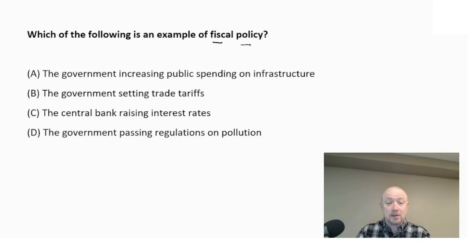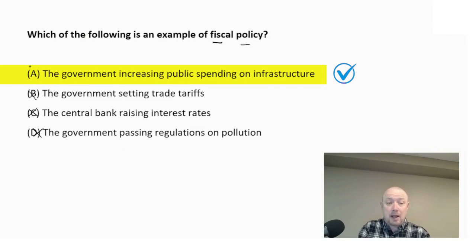So when we look at the choices here, the central bank raising interest rates is not government spending or taxation. That's just setting the cost of borrowing money. The government passing regulations on pollution, choice D, is eliminated. It does not fit into the definition of fiscal policy. Again, government spending and taxation to influence the economy. Same thing with choice B. I'm going to eliminate that, setting trade tariffs. So the correct answer here is choice A, because we're increasing public spending, which is going to help rebuild infrastructure, and infrastructure is going to create jobs, get different types of construction companies and things like that working, and so that would have an influence on the economy.